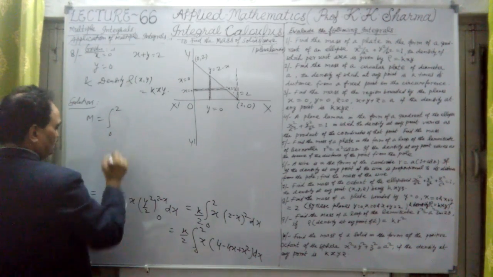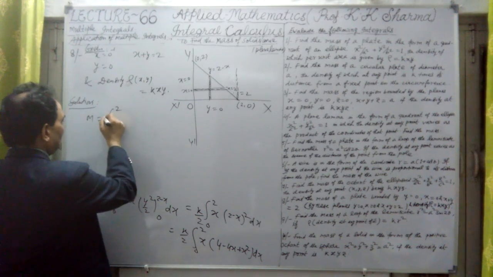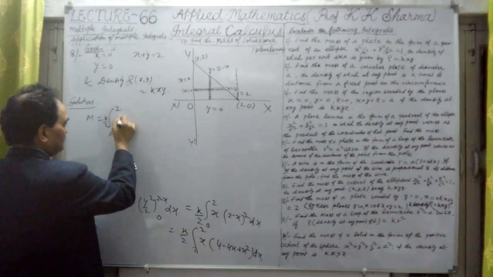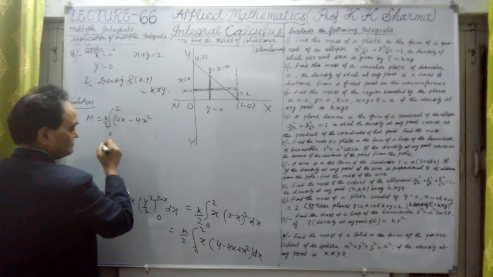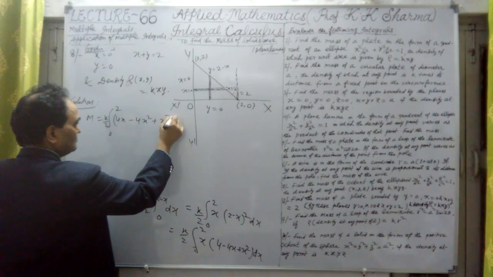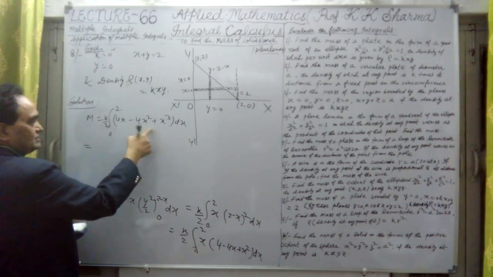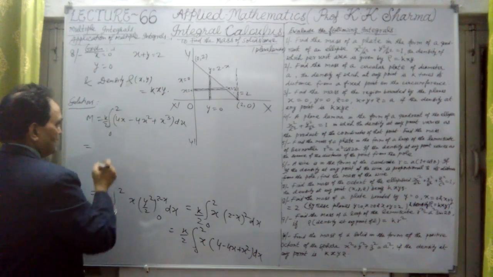This one 0 to 2 here. Okay, and this we are writing. So k upon 2 is outside the sign of integration. Mathematically, this is 4x minus 4x square plus x cube into dx. Now integrating with respect to x, because x is here in all the terms.